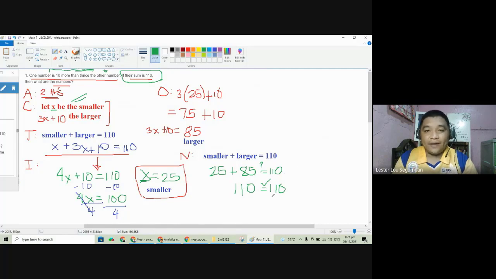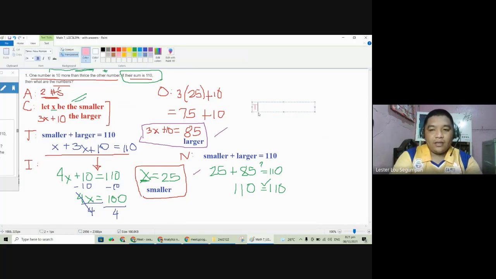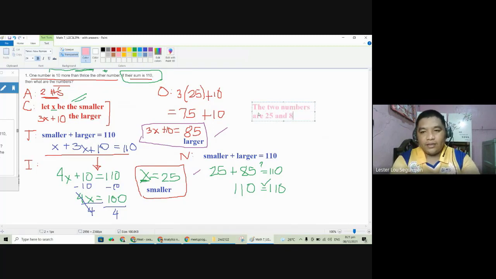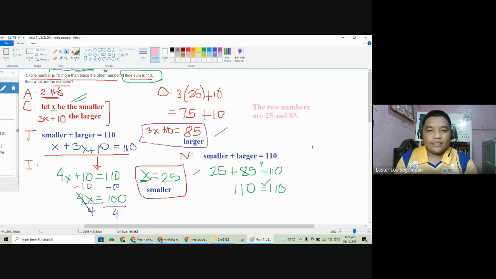This now signifies that our results for the two numbers, which are the smaller to be 25 and the larger to be 85, are the answers to the problem. And if you would like to make it clearer, you could have the final statement that the two numbers are 25 and 85. This is now the result for number 1.